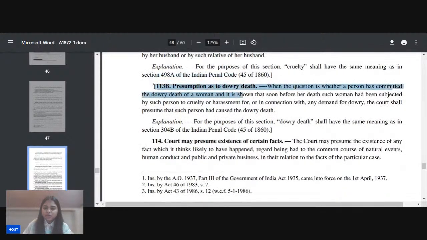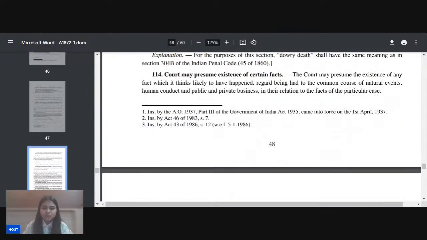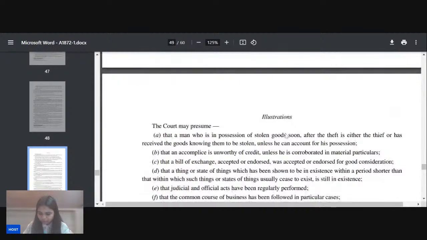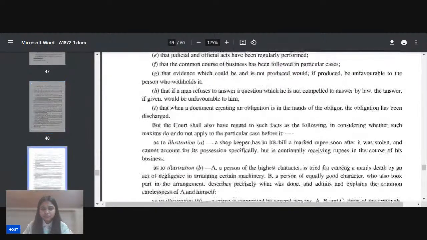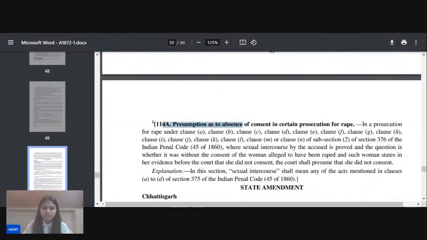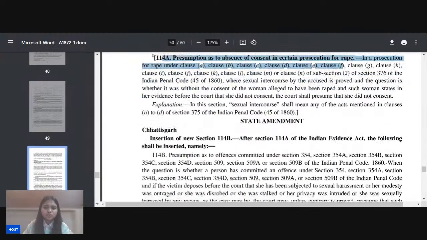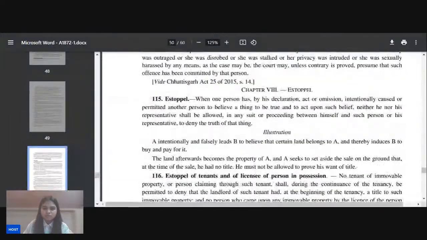Presumption as to dowry death, again 113B: if the woman is subjected by her husband or by his relatives to cruelty or harassment in relation to dowry, again the court is going to presume that the person caused her dowry death. Dowry death is defined under section 304B, and the court can presume the existence of certain other facts which you can see here, right? And 114A again is presumption as to absence of consent in certain prosecutions for rape. So this is regarding the chapter on burden of proof.